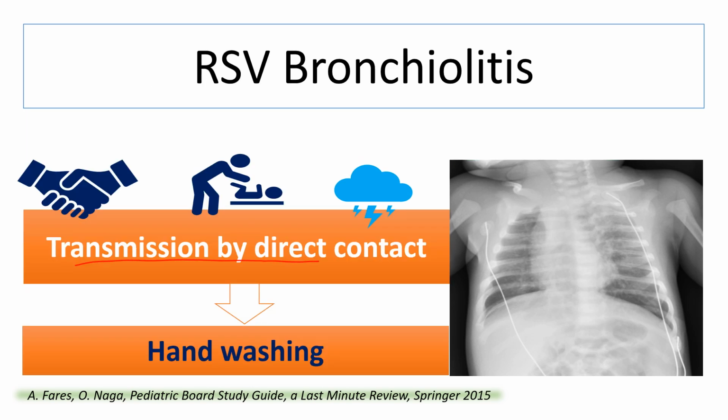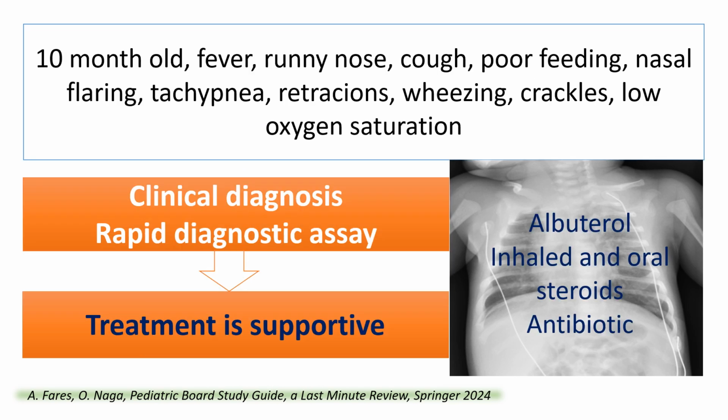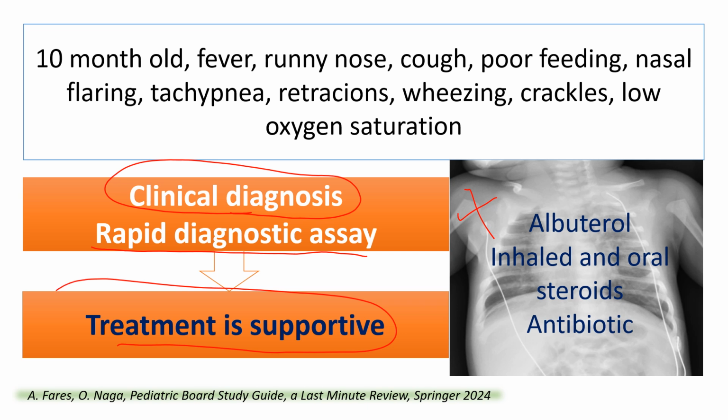RSV is transmitted by direct contact, and the best way to prevent the spread of the virus is hand washing. RSV bronchiolitis is a clinical diagnosis. There is no need for labs or chest x-ray to make the diagnosis of RSV bronchiolitis. A rapid diagnostic assay can confirm the diagnosis, and the treatment is mainly supportive. That means there is no need for albuterol, no need for inhaled or oral steroids, no need for antibiotics. So it means hydration and providing oxygen if required.